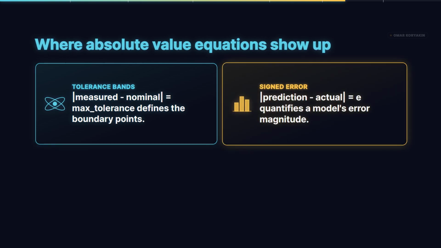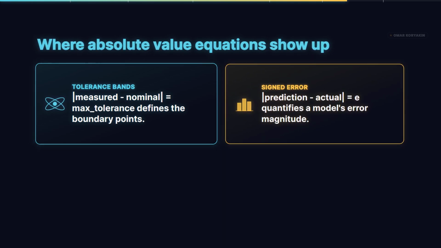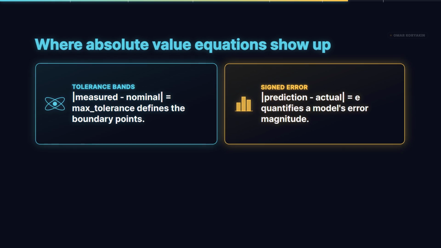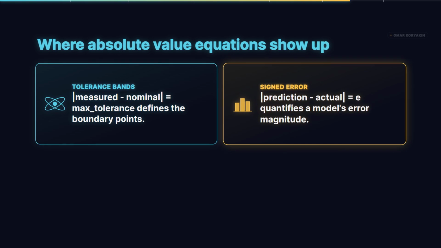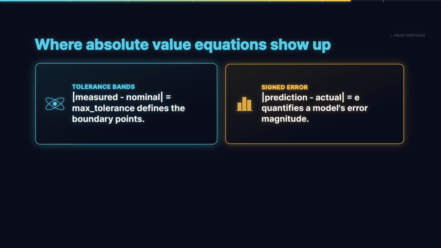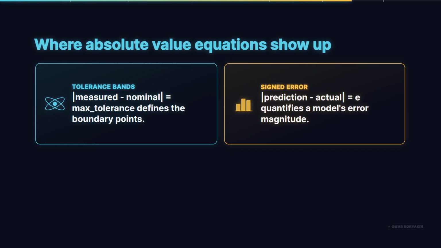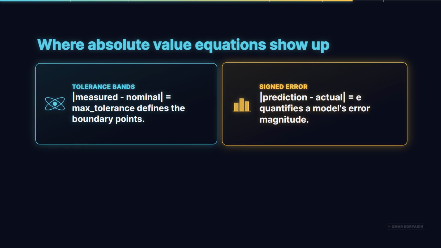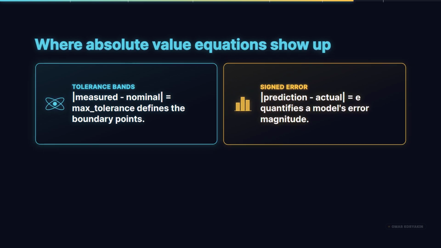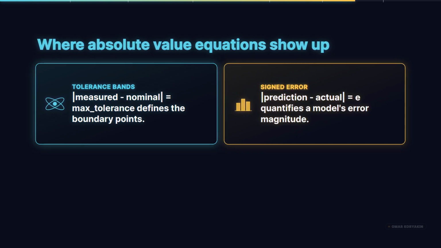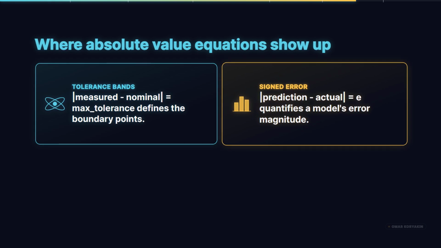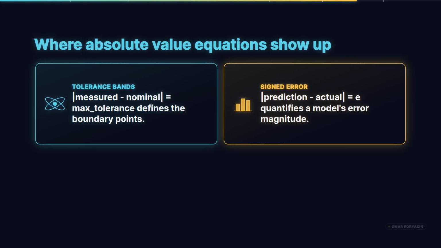In statistics and machine learning, the absolute error of a prediction is computed as the absolute value of the predicted value minus the actual value. Fitting models to minimize total absolute error, or solving for parameter values that produce a given absolute error level, both use absolute value equations directly. The mean absolute error metric is the average of these absolute differences across many predictions, and reasoning about its behavior requires the same case split logic that we covered today.